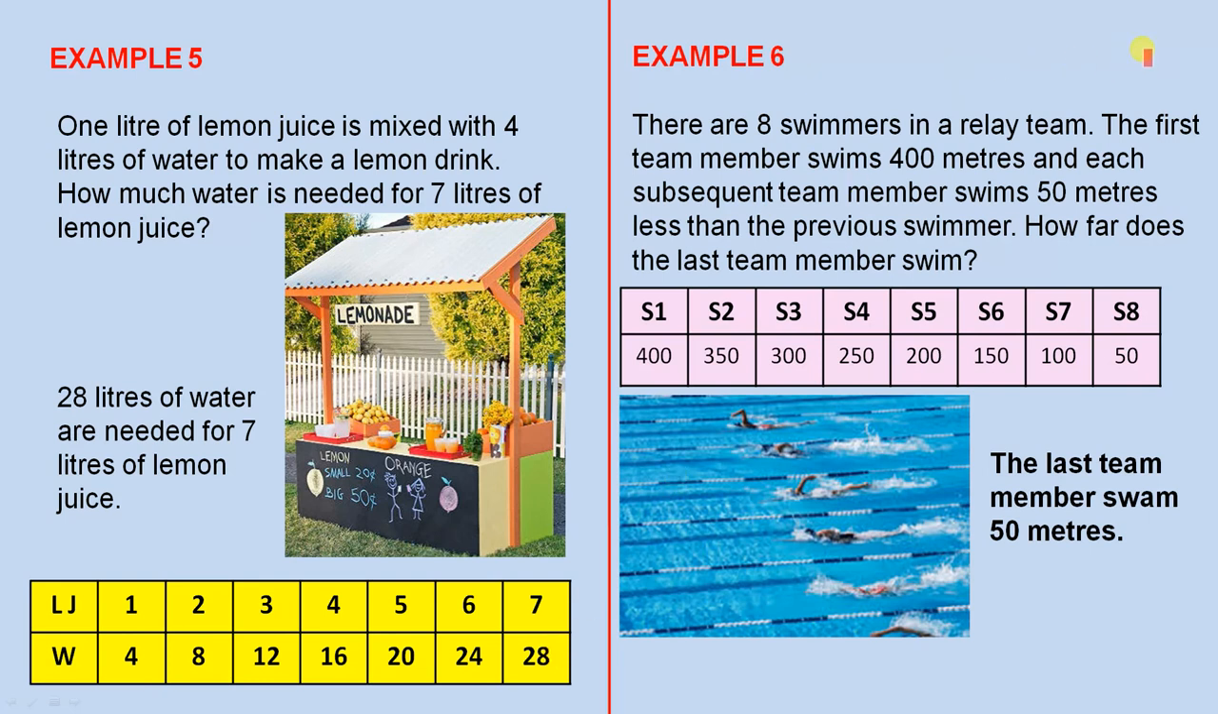Example 6. There are 8 swimmers in a relay team. The first team member swims 400 metres and each subsequent team member swims 50 metres less than the previous swimmer. How far does the last team member swim? So swimmer 1 swims 400, swimmer 2 350, swimmer 3 300. So you keep taking 50 metres off as you go along. When you get to the 8th swimmer, swimmer 8, he swims 50 metres. So there's a great example of how you can solve problems by drawing a table and by picking patterns.